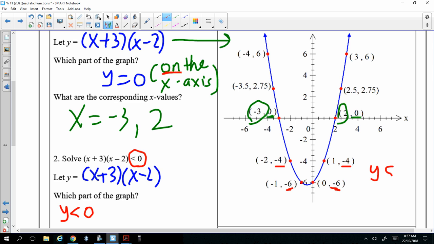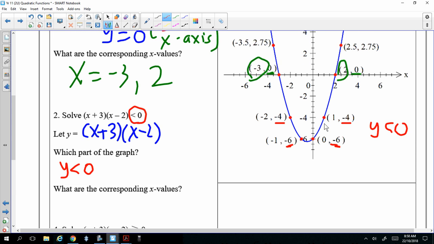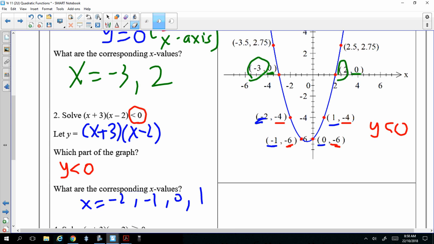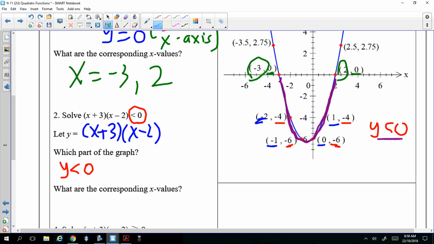And what are the x values? Well, you can say maybe the x values are negative 2, negative 1, 0, and 1, isn't it? Are there any more? In fact, there are many, many more. I'm only examining these points. So what are the actual x values? The actual x values will be any number. All these points have the y value negative, as underlined here.